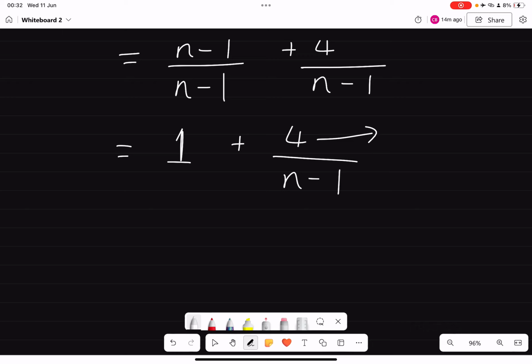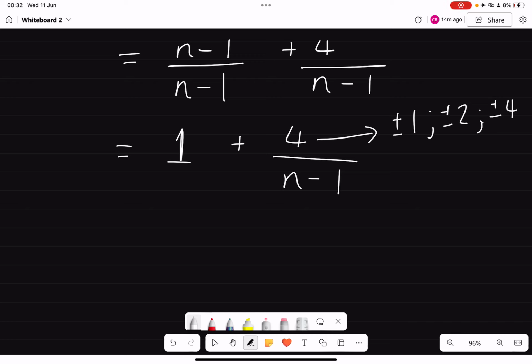So now we know that plus and minus 1 can go into 4. Plus and minus 2 can go into 4. And then plus and minus 4 can go into 4.